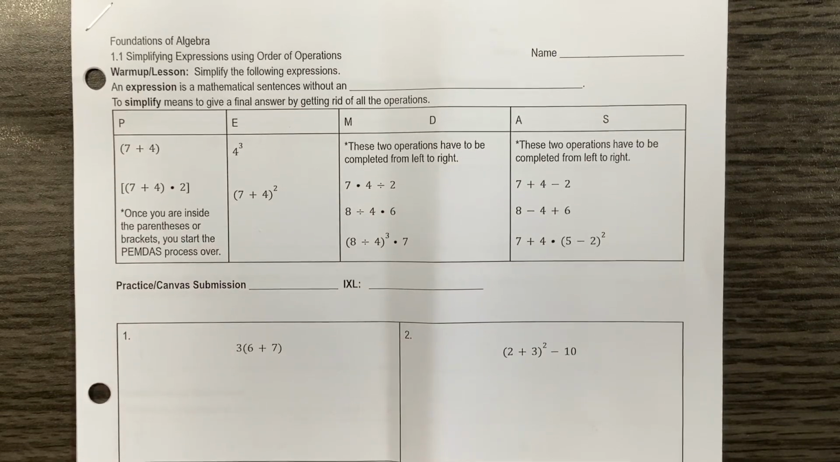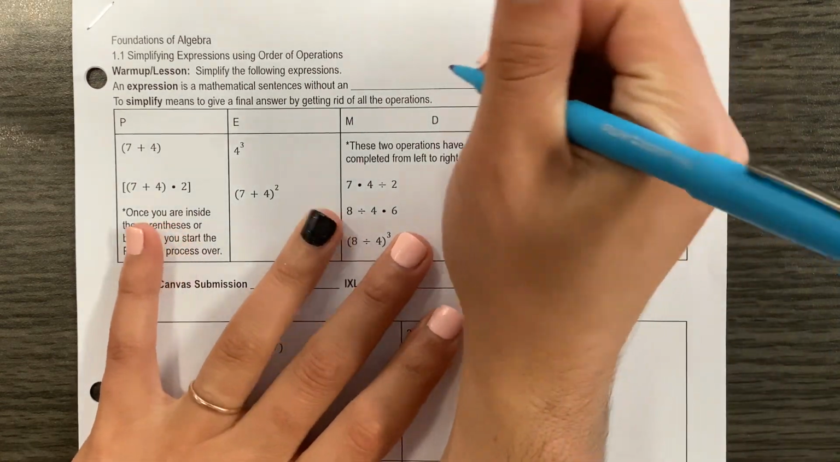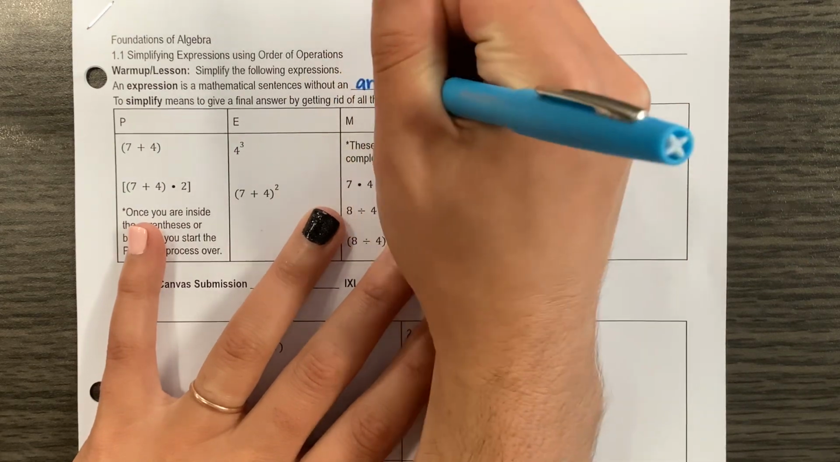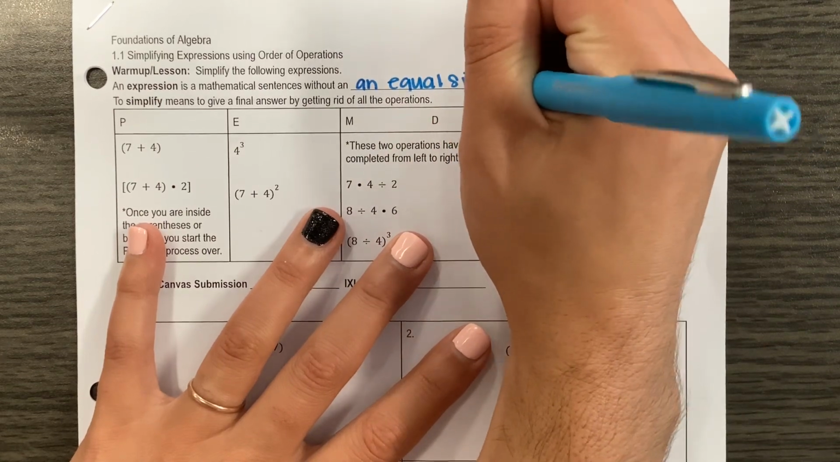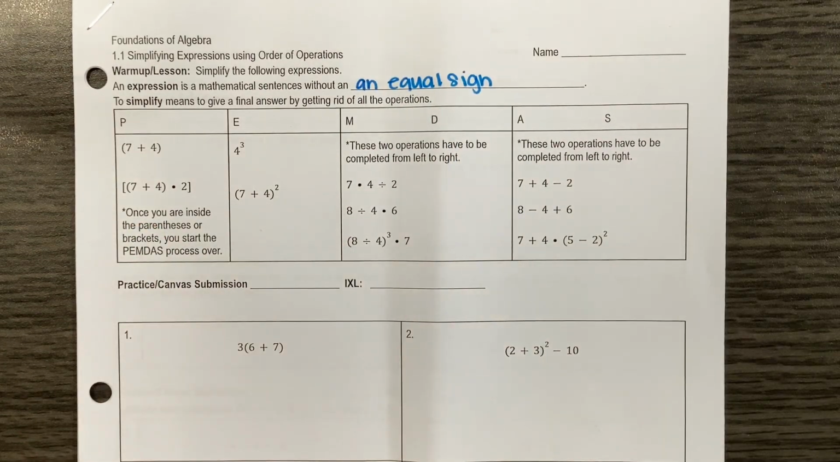Okay, in this unit, we're going to be talking about order of operations and expressions. So in this first lesson, we're going to talk about simplifying order of operations, an expression in a mathematical sentence. An expression is a mathematical sentence without an equal sign. So anytime we see something that has operations in it and there's not an equal sign, it's going to be an expression. So to simplify means to give a final answer by getting rid of all of our operations.